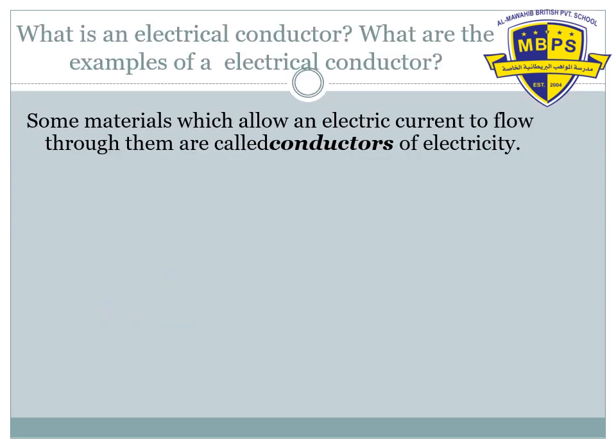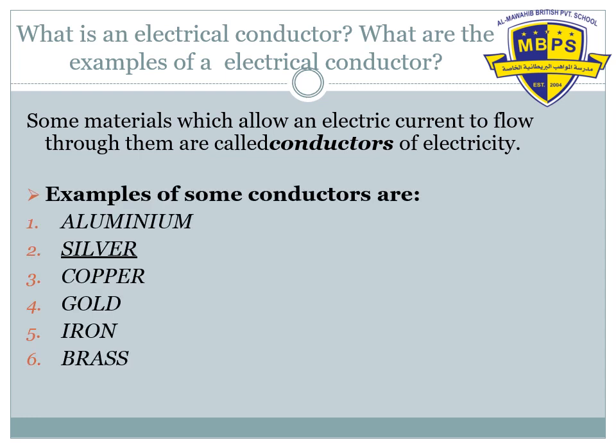So what are electrical conductors and what are the examples of electrical conductors? So let's review. Some materials which allow electric current to flow through them are called conductors of electricity. And can you remember some of the examples that we did yesterday and in the worksheet? Let's check. The examples are aluminium, silver, copper, gold, iron and brass.